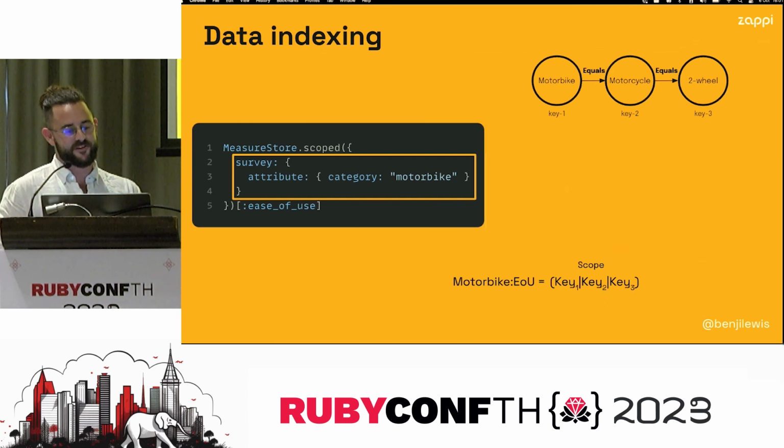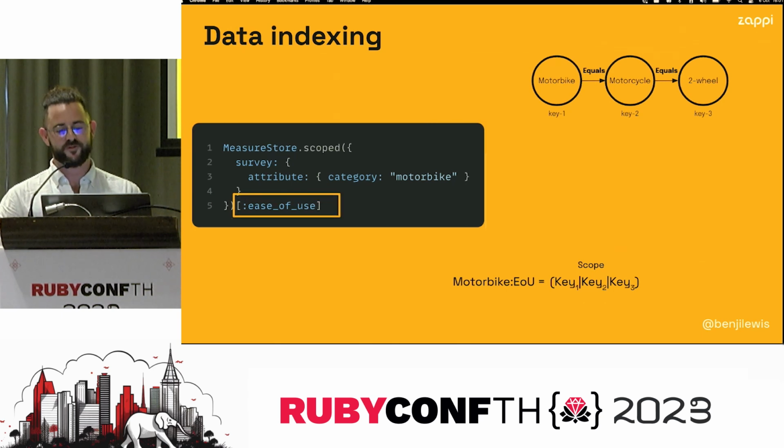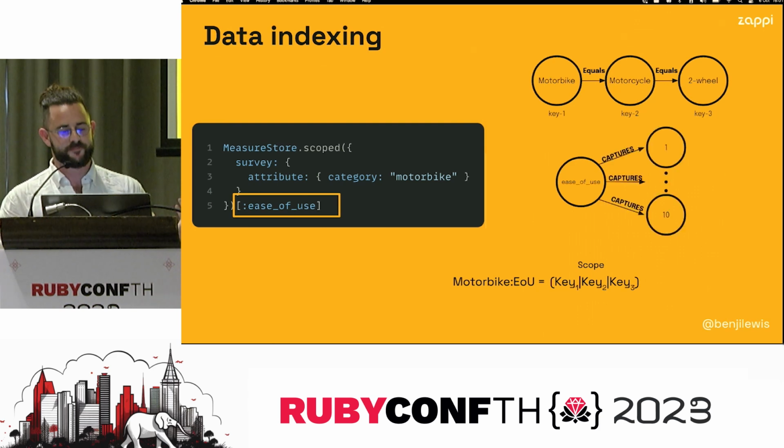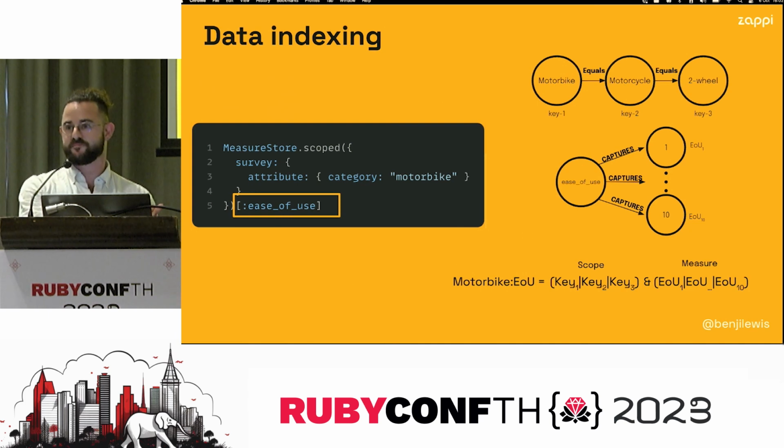Next, we'll grab the ease of use measure. So we'll find the measure node that has the value ease of use, and we'll grab all of the measurements that are capturing that measure. And now that we've got those, we can grab their storage keys from their properties. Now we have the location for all of our data that we're going to be running for this query. And we just do a bitwise AND of those two things, the scopes and the measures, and we get our result.